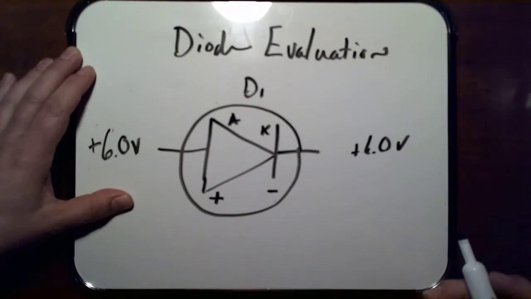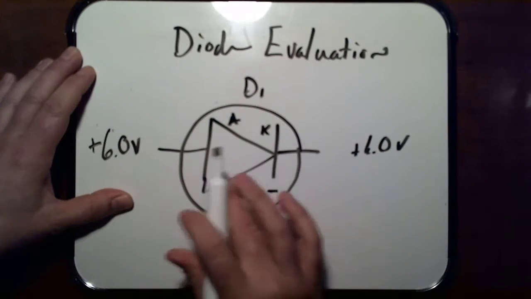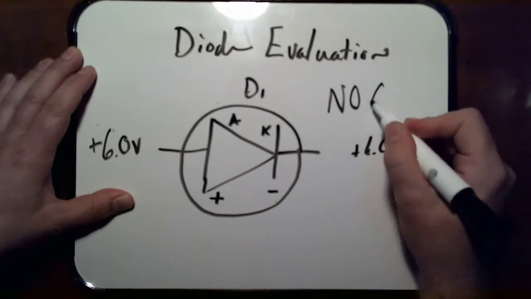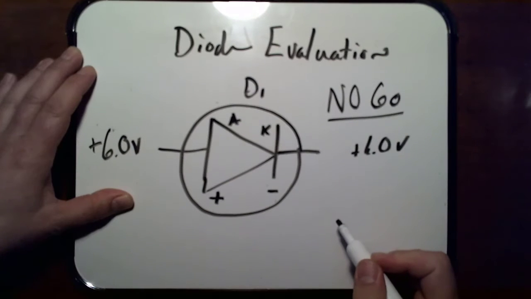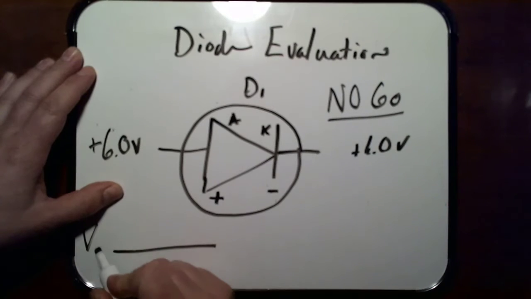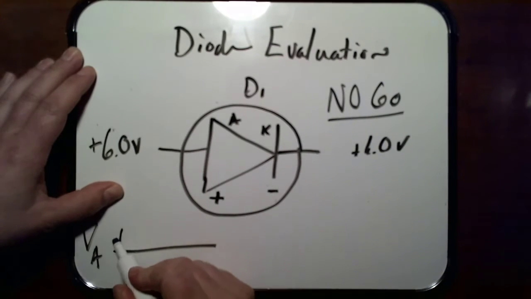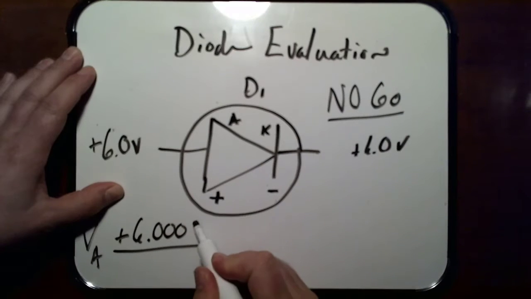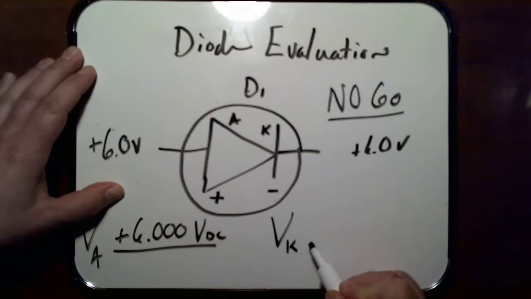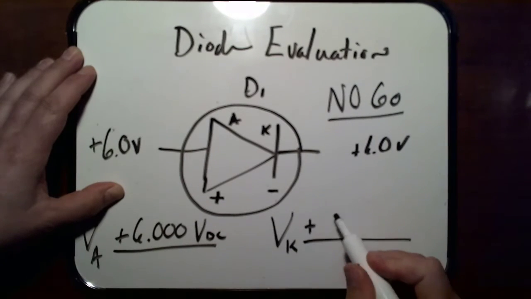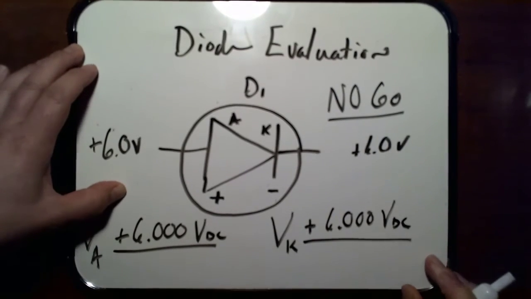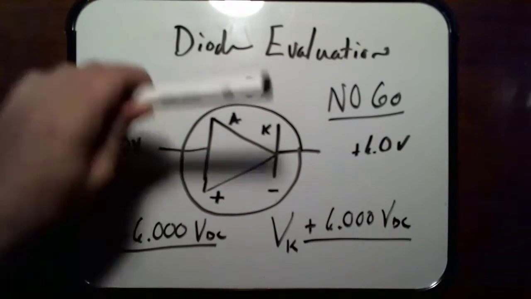We don't know what else is going on in the circuit, but what we do know is that I have no voltage potential. So here I have a no-go, because I can't see that it is forward biased. My voltage of my anode is plus 6.000 volts DC. My voltage of my cathode is plus 6.000 volts DC. Okay, let's do another one quick.